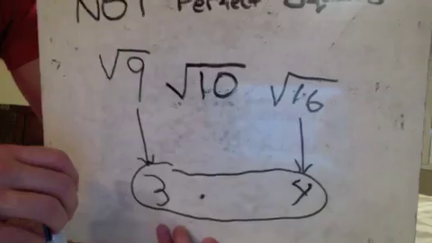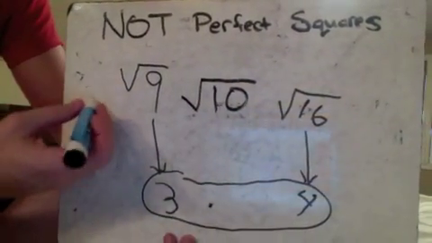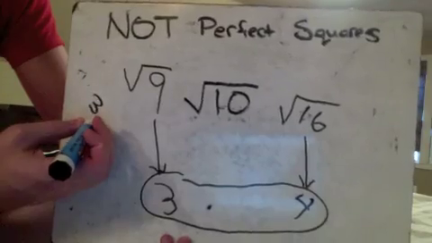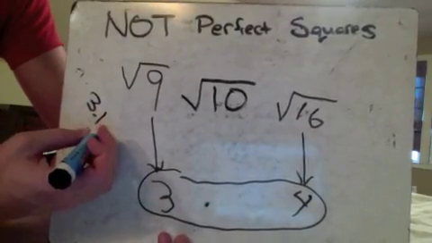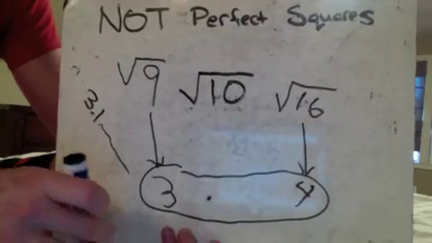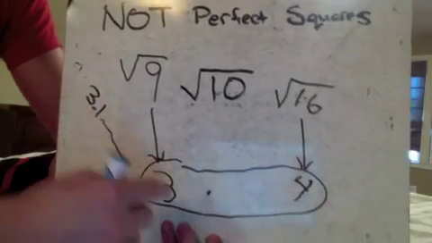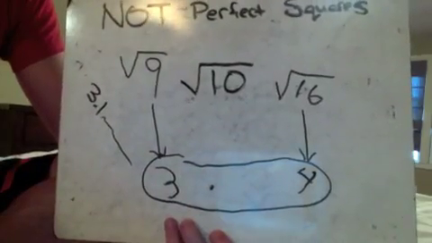And again, if you did this on a calculator, you would get, I bet, probably 3.1 something something something. Okay, 3.1 is between 3 and 4.